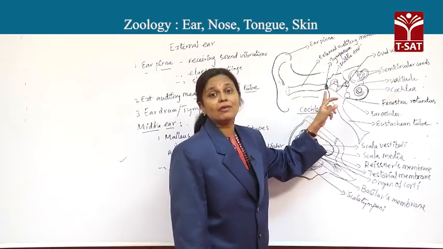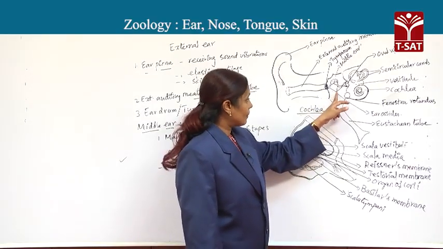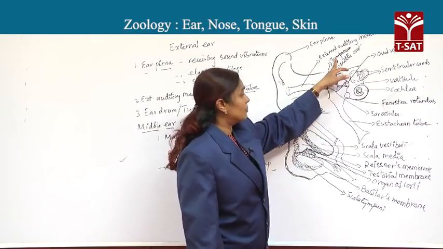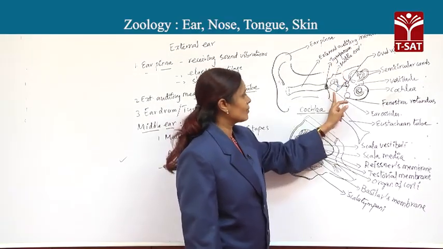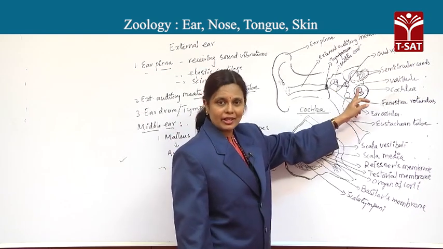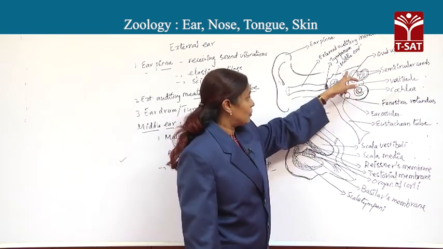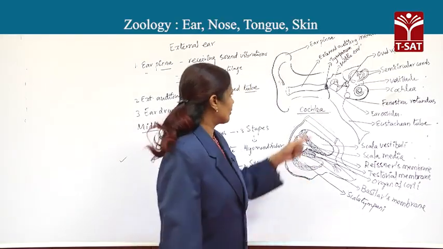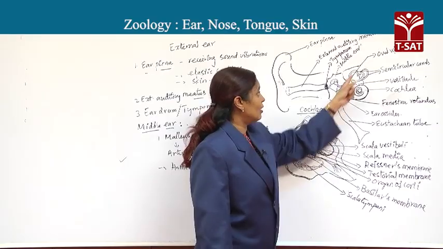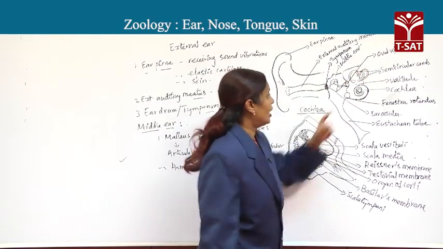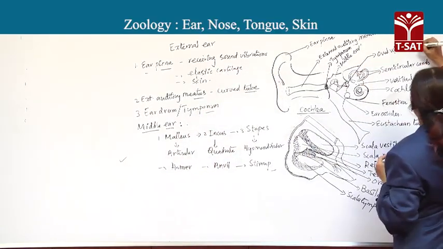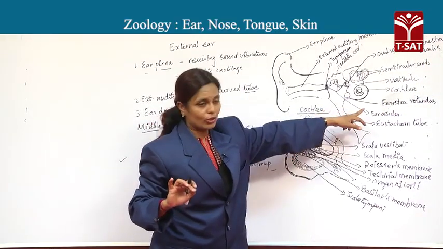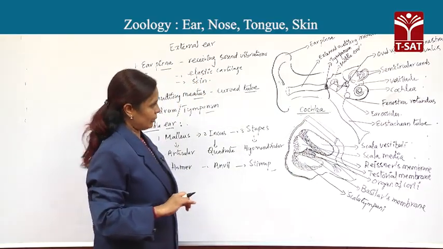These are the borders of the middle ear cavity. This middle ear is separated from the external ear by the tympanum or eardrum, and also separated from the inner ear by a bony partition with 2 membrane covered openings. The 2 membrane covered openings are one, the oval window, otherwise called fenestra ovalis, and the other one is fenestra rotundus or round window.